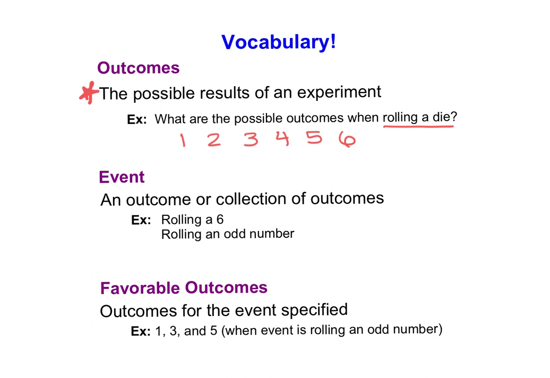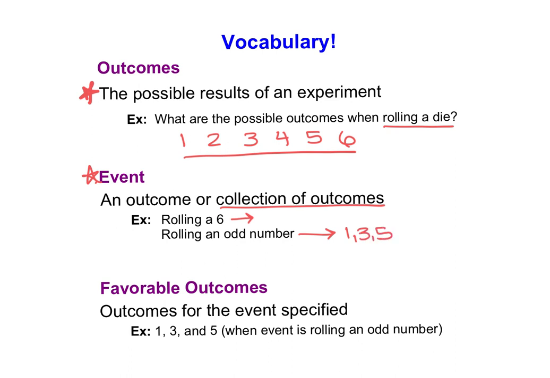Then the second word we need to know is event. An event is an outcome or a collection of outcomes. So for example, while we have 6 outcomes up here for rolling a dice, rolling a 6 is a specific event that could take place. Or rolling an odd number is also a specific event that could take place that contains a collection of outcomes, because rolling an odd number would use a 1, a 3, or a 5.